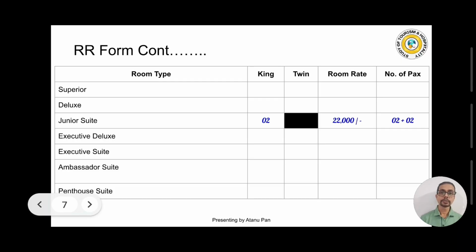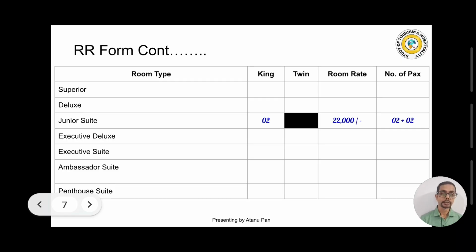Alex D'Souza has chosen a junior suite, and two rooms. So we will write two. If the guest opted for one room, then we will write 01. What is the room rate? We sell the room at 22,000 per night per room. So the room rate is not the total for two rooms. The room rate is for each single room, so it will be more clear: 22,000 per night for each room.